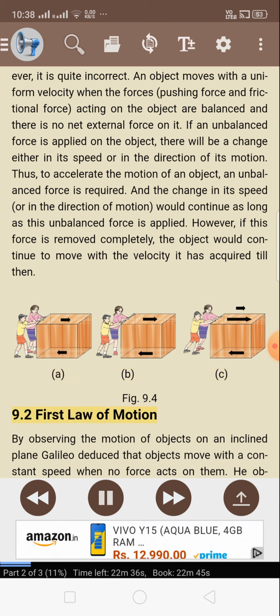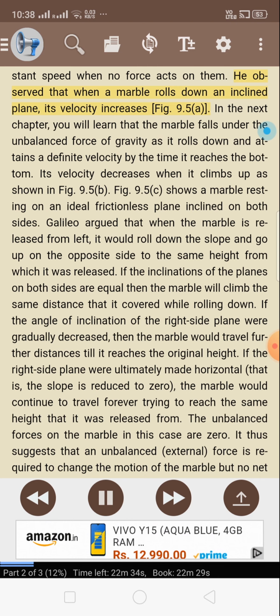Figure 9.4. 9.2 First law of motion. By observing the motion of objects on an inclined plane, Galileo deduced that objects move with a constant speed when no force acts on them. He observed that when a marble rolls down an inclined plane, its velocity increases.